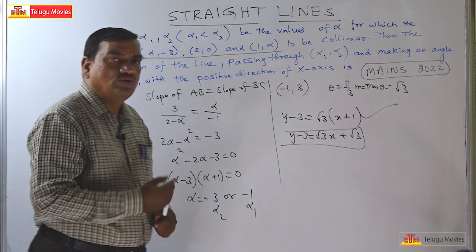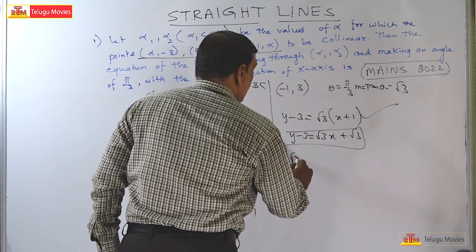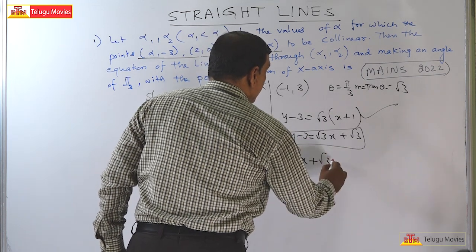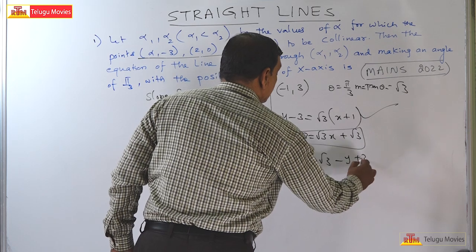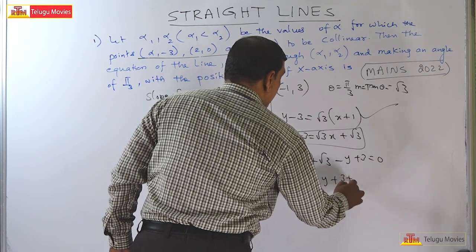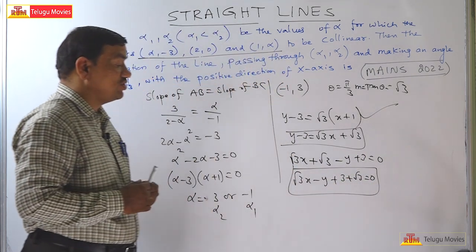Okay, if you want to convert it into general form, this is equal to root 3x plus root 3. So take that side: minus y plus 3 is equal to 0. So root 3x minus y plus 3 plus root 3 is equal to 0. So this will be your equation of the line.